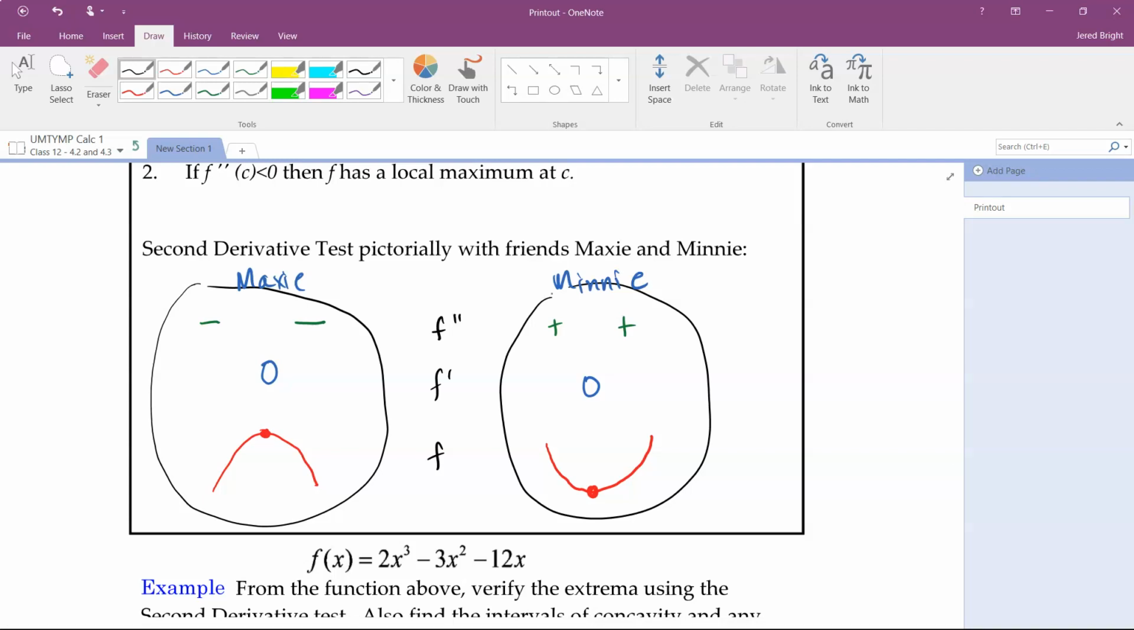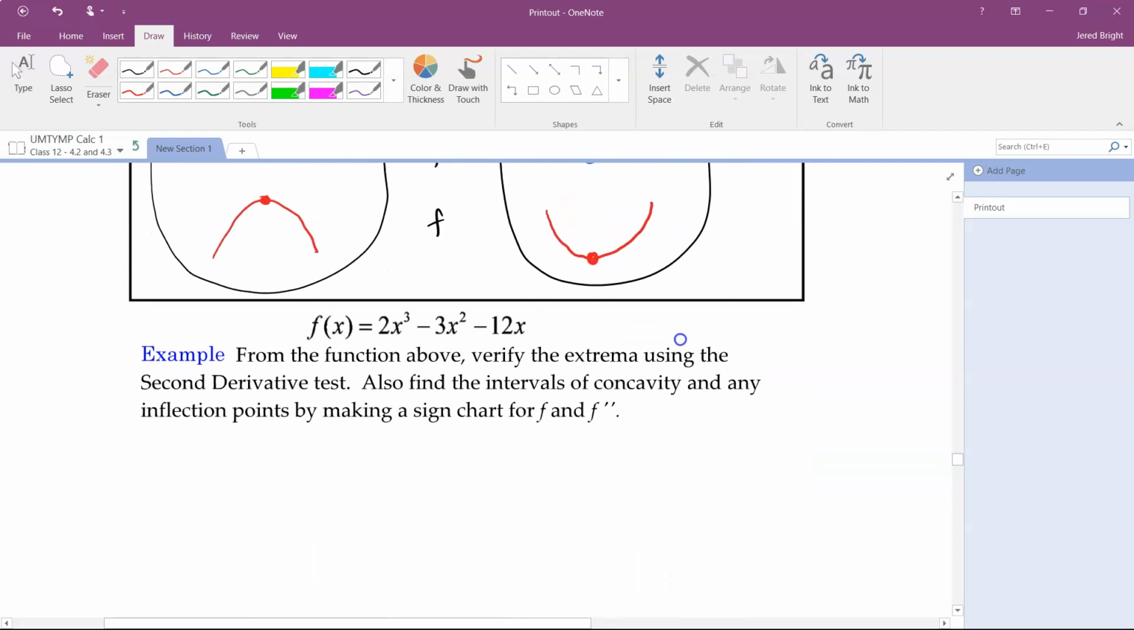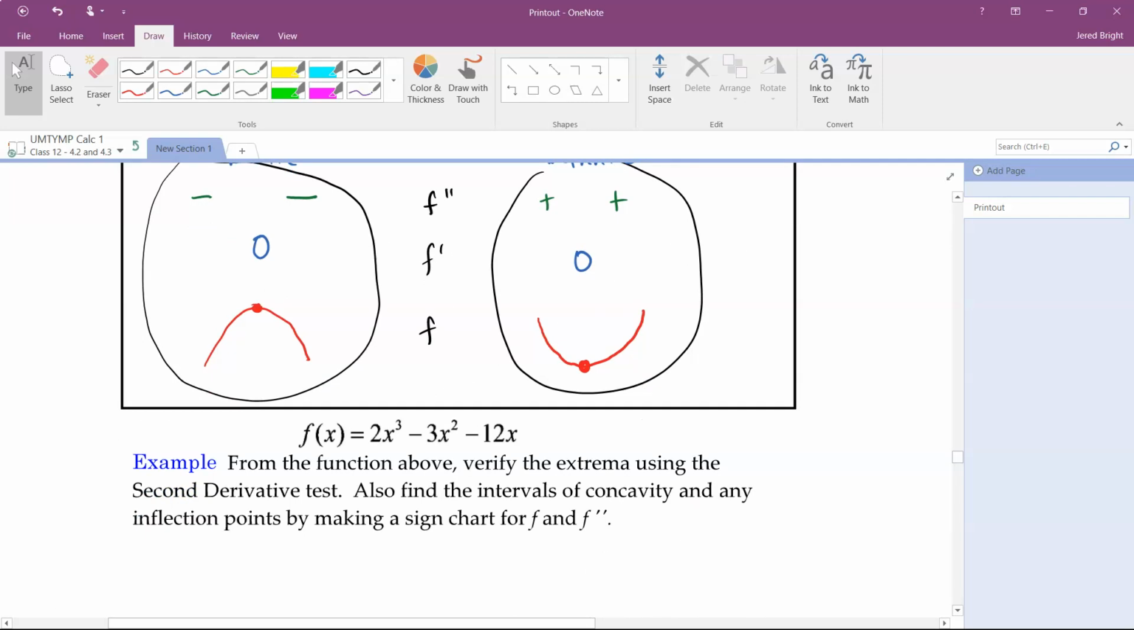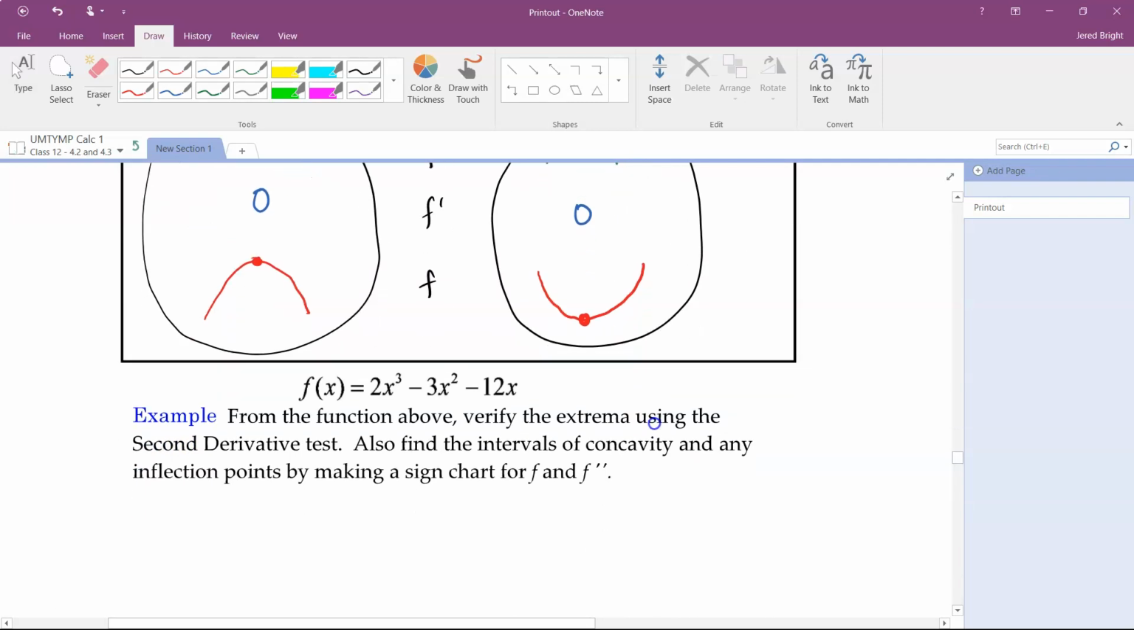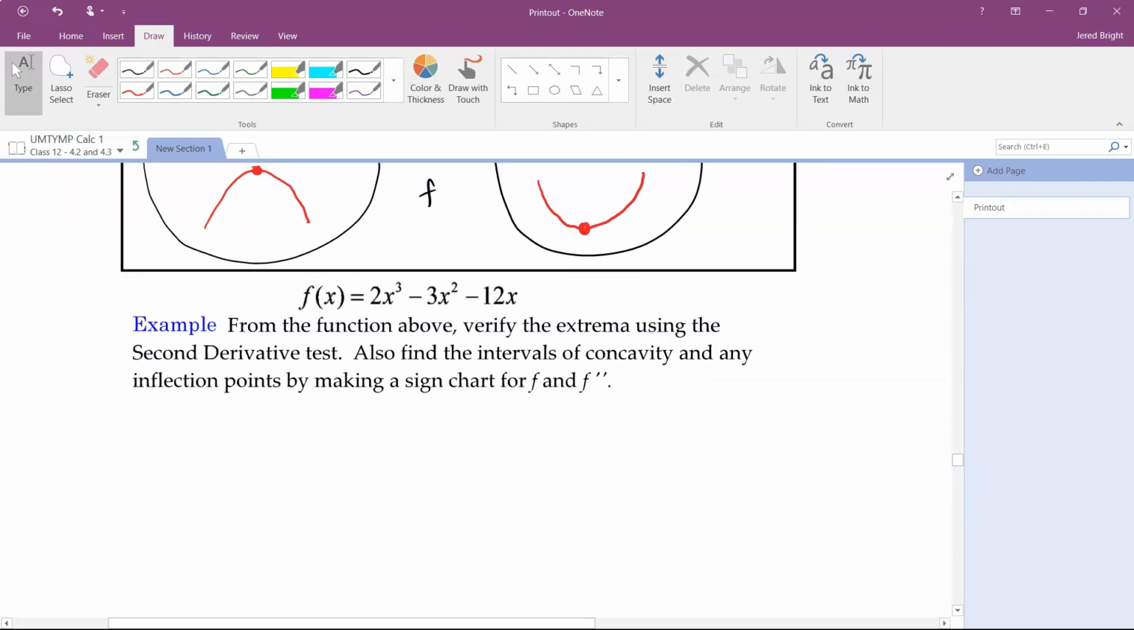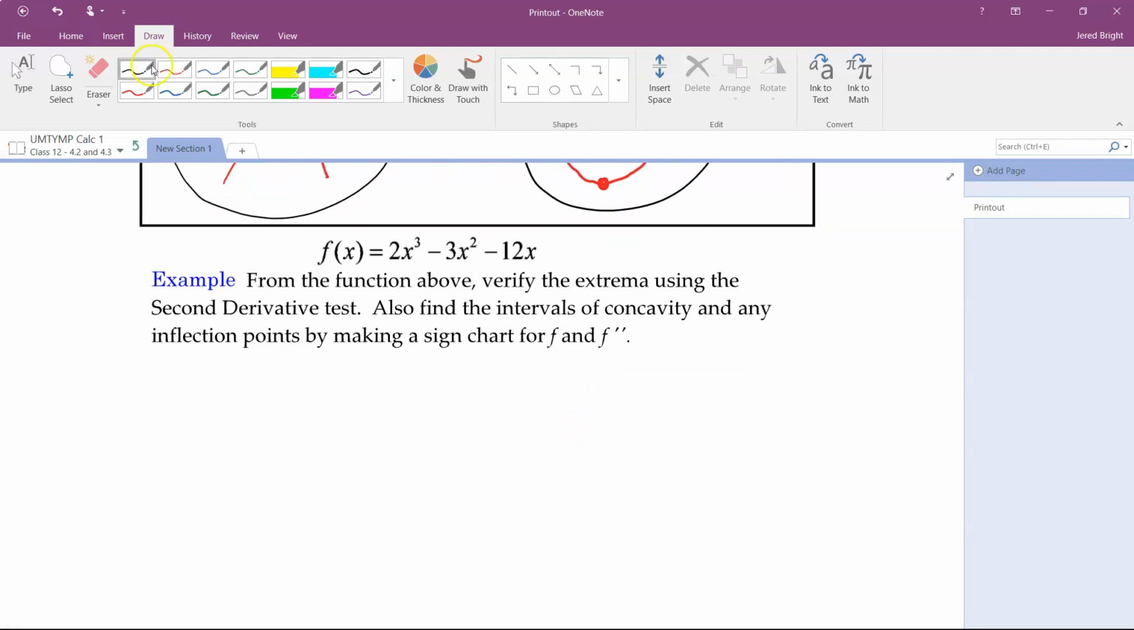Okay, so now we're going to look at an example where we use the second derivative test. We've already classified the extreme values here, but we're just going to do it in a different way. I'm going to run through this lightning fast. We look at the first derivative, and we got 6x squared minus 6x minus 12. Set it equal to 0, and we ended up getting x is negative 1 and positive 2. So those are my critical numbers.